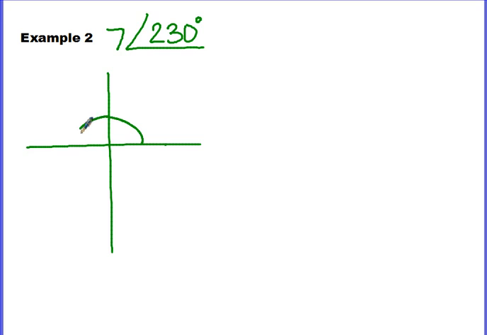If I keep going, it's 180. Now if I went all the way to this next axis, it would be 270. So since 230 is somewhere between 180 and 270, I'm going to go somewhere in between these two axes. You don't have to get the measurement exactly right, just estimate it about where it is.